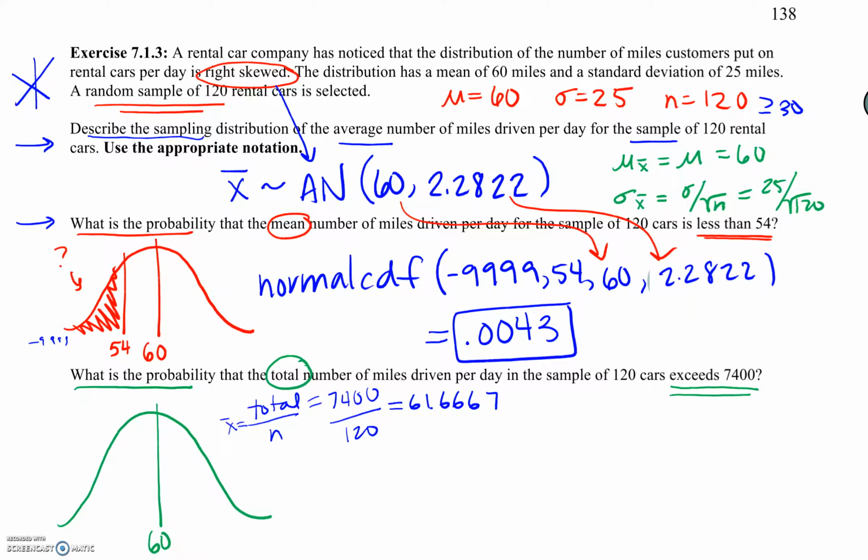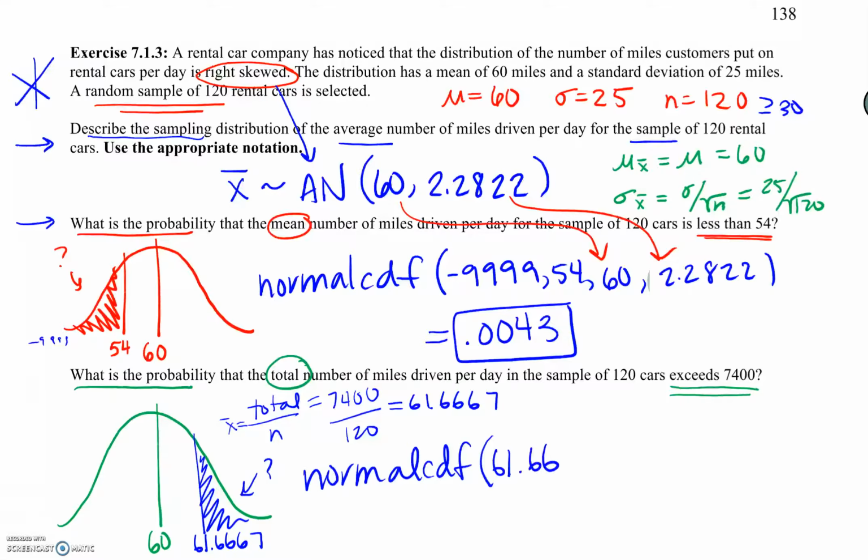The total number exceeding 7,400 is the same thing as the sample mean exceeding 61.6667. Exceeding would be shading off to the right. And again, this is just a normal CDF question, starting at that 61.6667, going up to some reasonable stand-in for infinity, with our mean and our standard deviation.